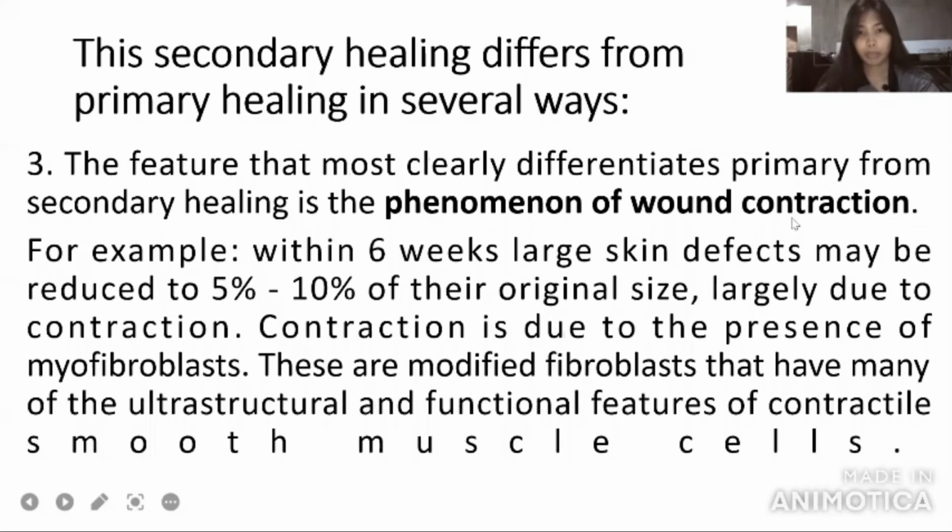And the feature that most clearly differentiates primary from secondary healing is the phenomenon of wound contraction. For example, within 6 weeks, larger skin defects may be reduced to 5 to 10% of their original size, largely due to contraction. So what is contraction? Contraction is due to the presence of myofibroblasts. These are modified fibroblasts that have many of the ultrastructural and functional features of contractile smooth muscle cells.